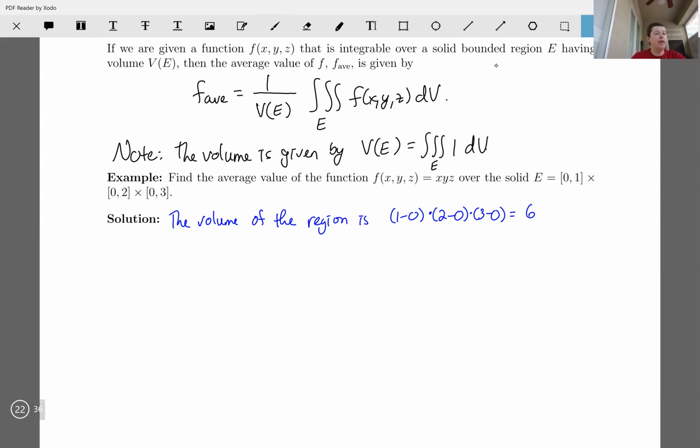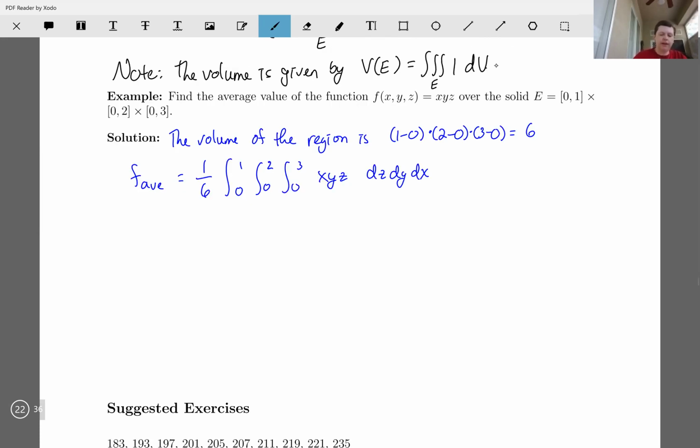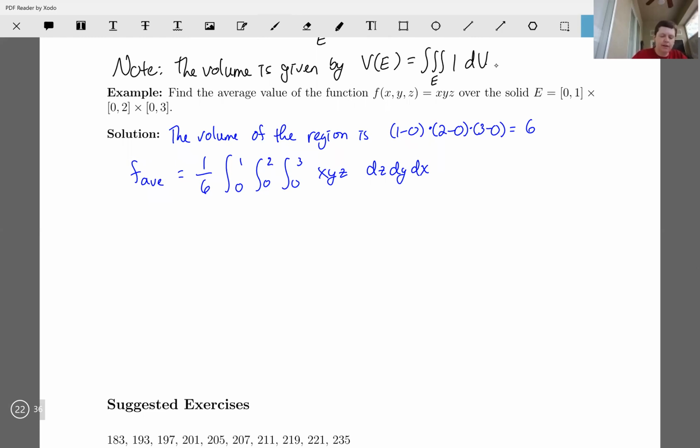So therefore, we're going to have that the average value is going to be 1/6 times the integral, and you can choose whatever order you want. I'm just going to do 0 to 1, 0 to 2, 0 to 3. My function is x times y times z, and I'm going to do dz, dy, dx. So I'm going to integrate with respect to z first, y second, and x third. So we'll do z first.